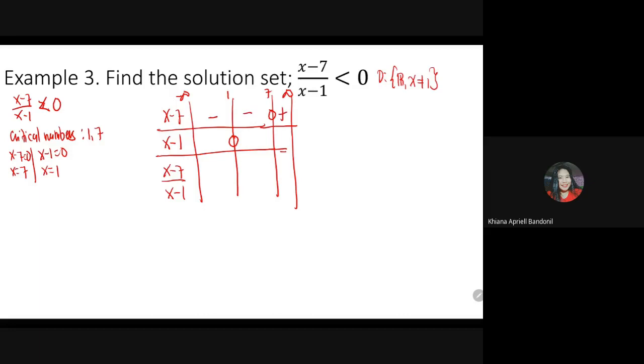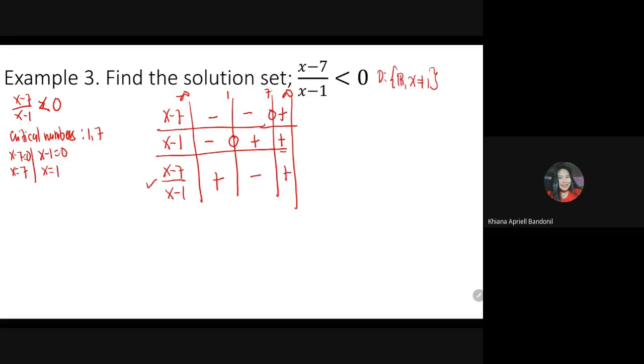Nasundan? Kung bakit ganon? Diniretso ko na ha. Left of 0 is negative, right of 0 is positive. This is positive, this is positive, this is negative. Since this is division, negative divided by negative, this is positive. Negative divided by positive, this is negative. And positive divided by positive, that's positive.